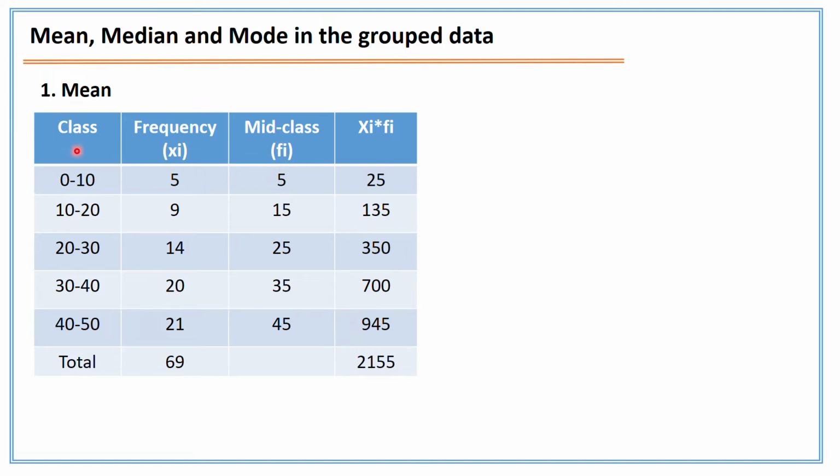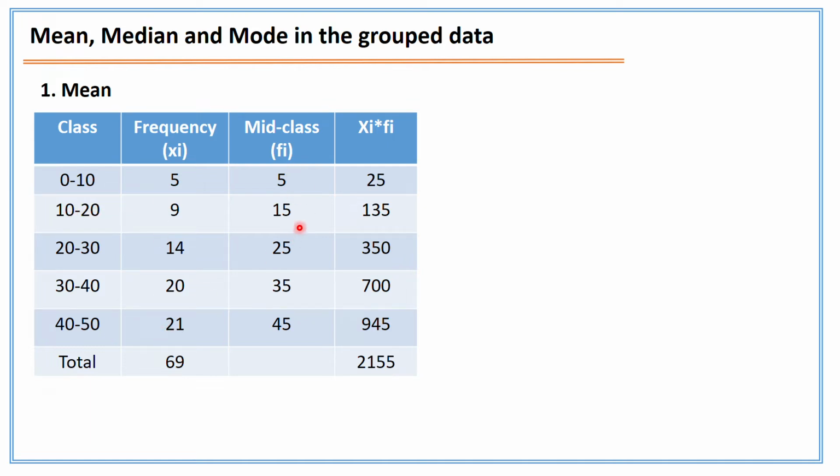So what does this class mean? Here it means that there are five values or data points in the series which fall in the range of 0 to 10. There are 9 such data points which fall under 10 to 20, and so on.